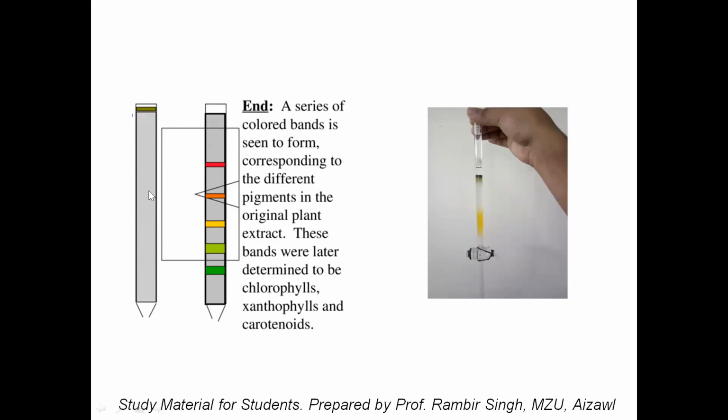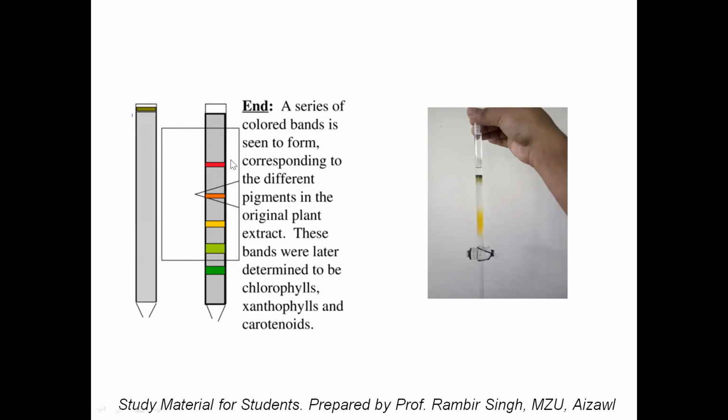He took a cylindrical column like this, and he filled the column with calcium carbonate. Calcium carbonate is a white powder, just like chalk powder, which we use as an adsorbent for painting of walls. The column was filled with calcium carbonate, and then it was percolated with a solvent called butanol. Then Mikhail Swett observed after some time that he could see colored bands.